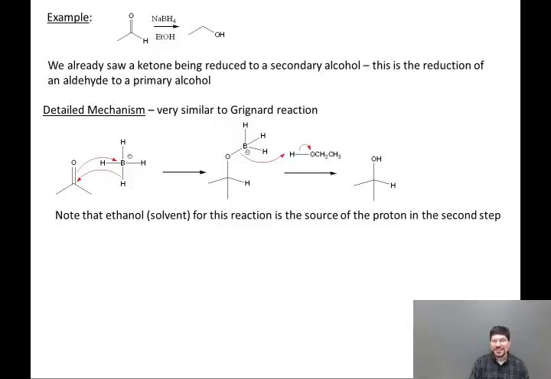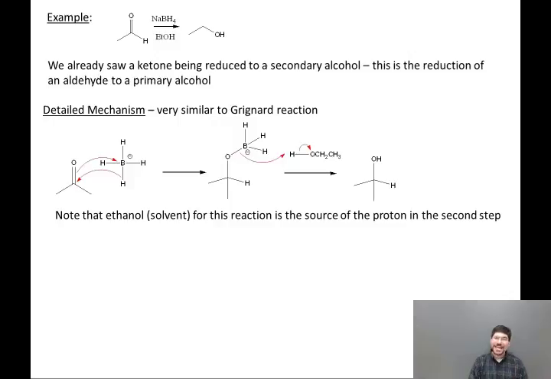putting the electrons onto the oxygen, and then we end up making ethoxide, which in the end ends up reacting with the BH3 that would otherwise be lost. And those two will react together to prevent there being a strong Lewis acid BH3. But that's a little bit tangential to the scope of this mechanism. But what you need to know that's important is that ethanol, which is the solvent for this reaction, is also the source of the proton in the second step.